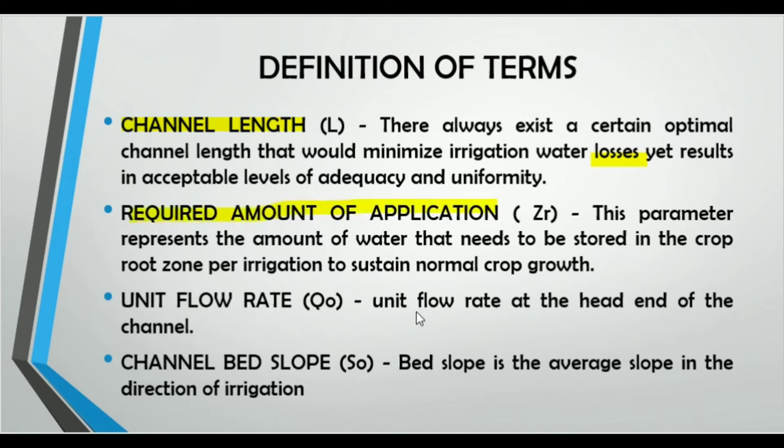Unit flow rate. Unit flow rate at the head end of the channel. So we have the head ditch, as I have discussed a while ago. The unit flow rate over there and going through the end at the tail end. And channel bed slope. Bed slope is the average slope in the direction of irrigation. But basically, this is only less than 1%.